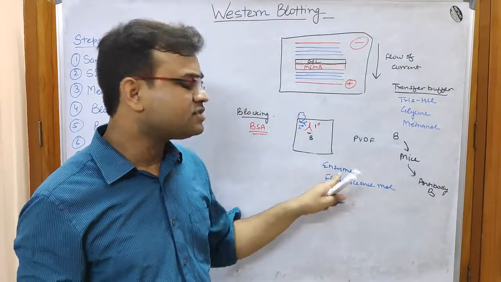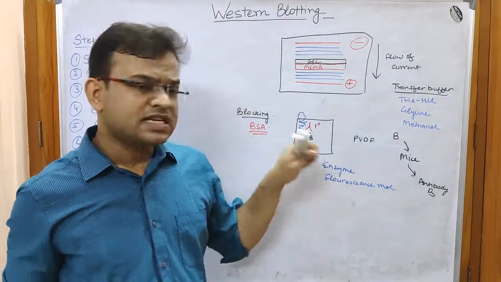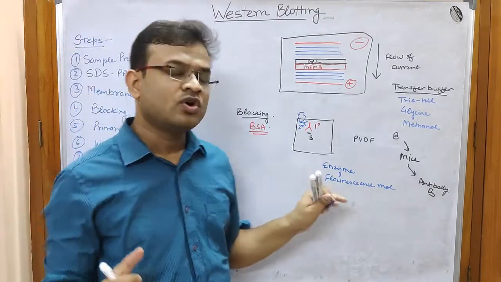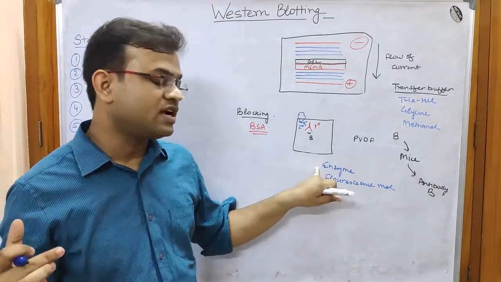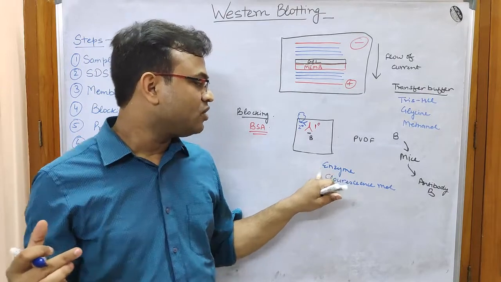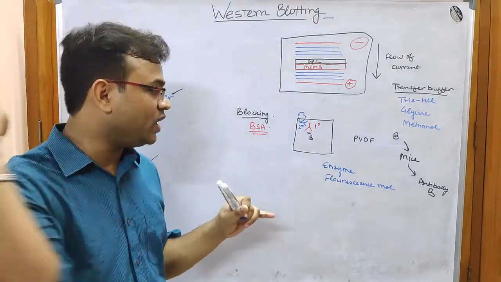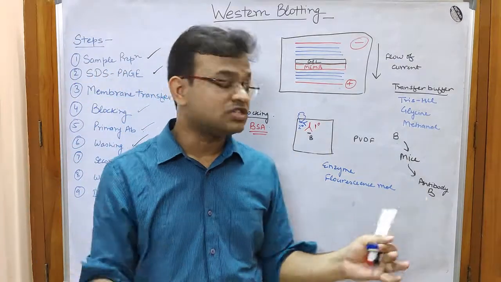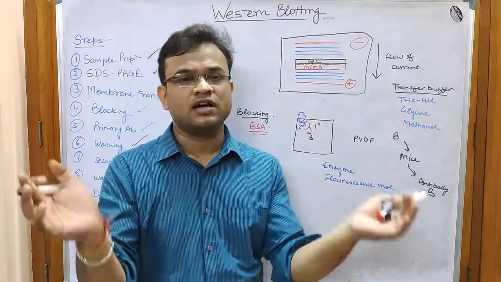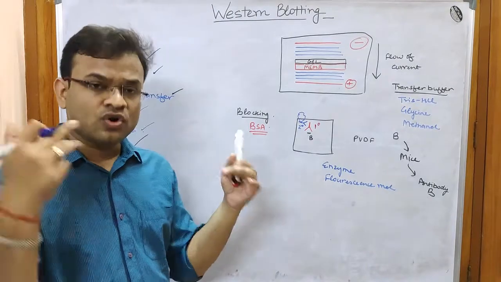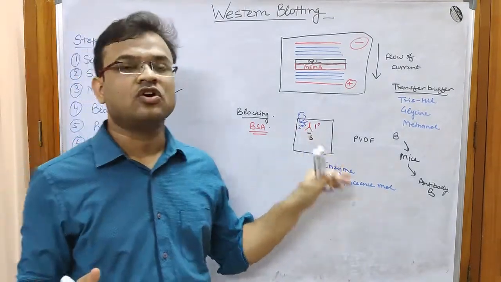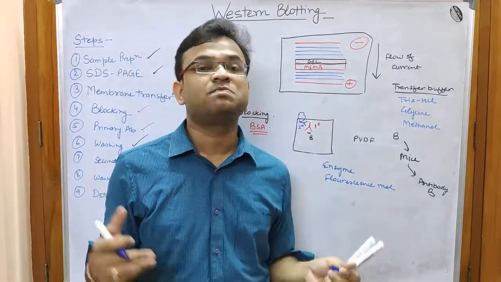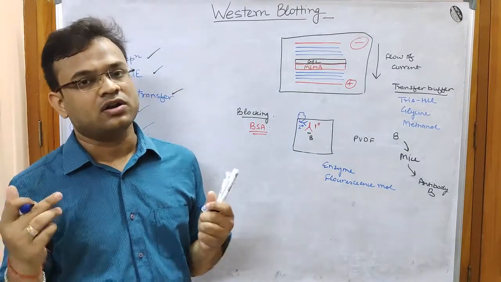What happens now? What is the use of this conjugation? This is done because when you use the substrate of this particular enzyme, or you use a particular wavelength of light, then this would show light, or this would change to a particular color, which would show you that our protein of interest, that is B, is present in our sample or not.